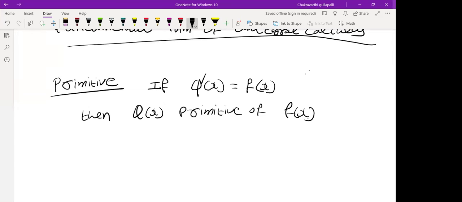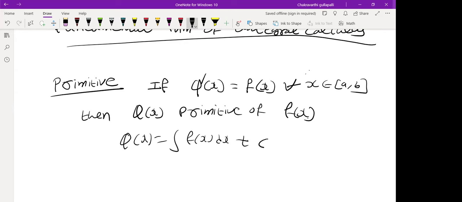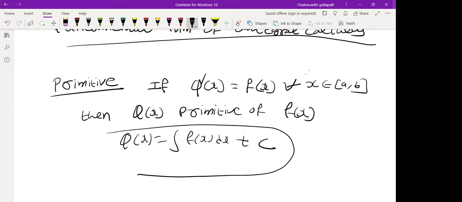So if phi is differentiable on the closed interval, and for every x on the interval AB, phi dash x is f(x), then phi(x) is what is called the primitive of f(x). It is also denoted by integral f(x) dx plus c. In other words, this is how the indefinite integral concept has arrived. Indefinite integral, because c is there, no limits. So how do we do the integration then?